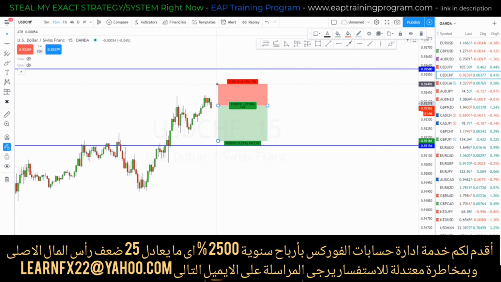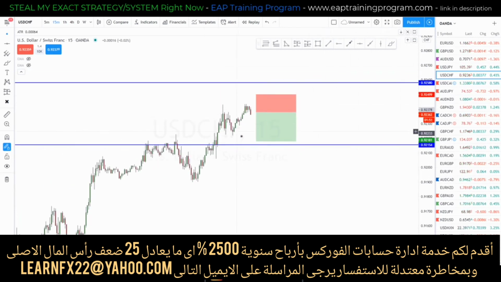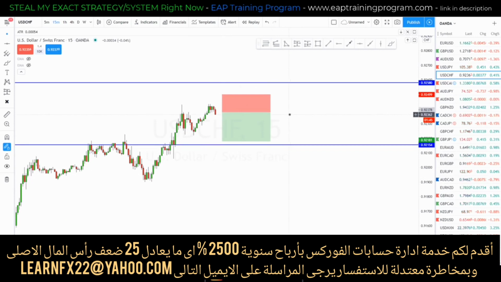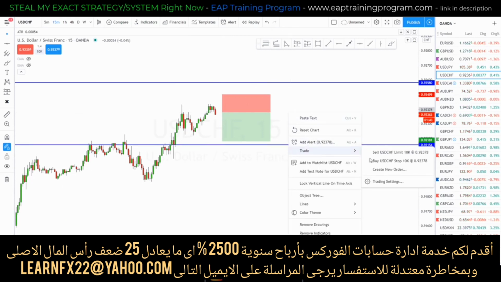So let's do a little bit more, about a 12 pip stop loss here on this trade. Target down here at the previous level of resistance that should or could turn to support. Let's see how the trade plays out. Go ahead and enter before the market keeps going.